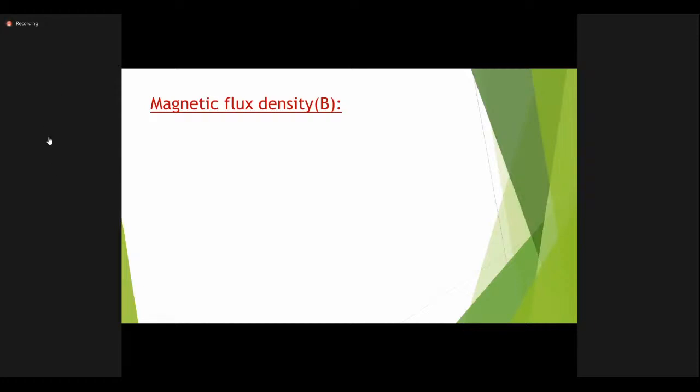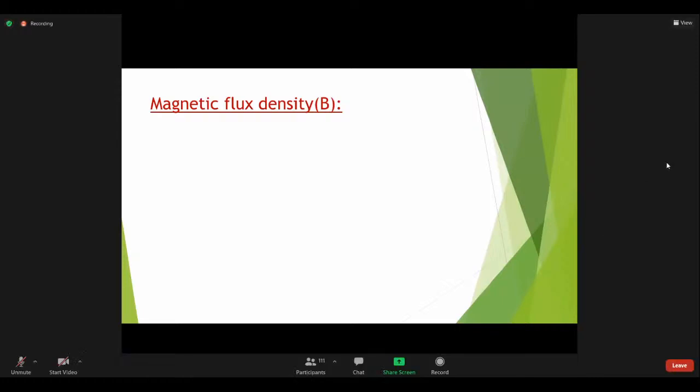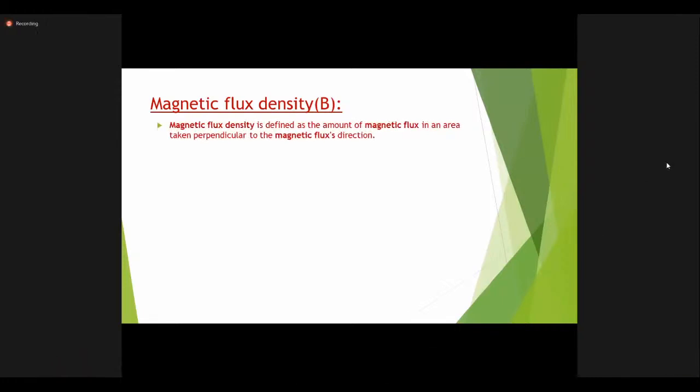Next, as we had electric flux density, electric field density, and polarization in dielectrics, we have magnetic flux density, magnetic field intensity, and magnetization in magnetism. So magnetic flux density is flux per unit area. Total magnetic lines of force or magnetic flux per unit area is called magnetic flux density. It is also called magnetic induction.